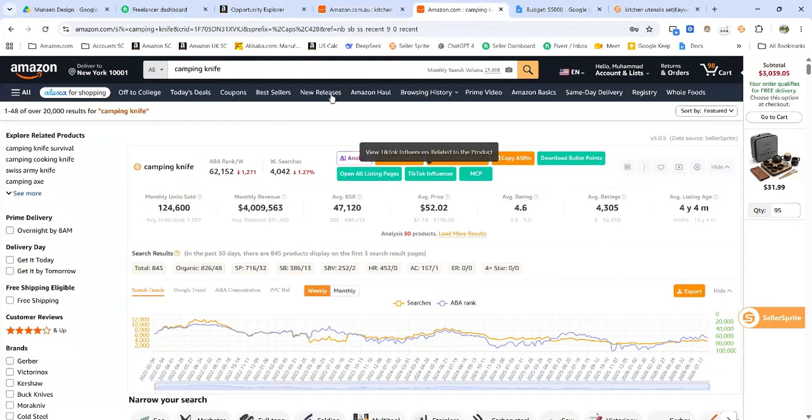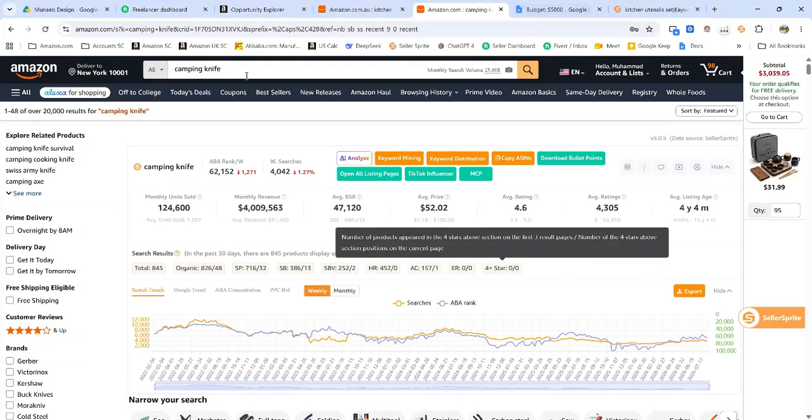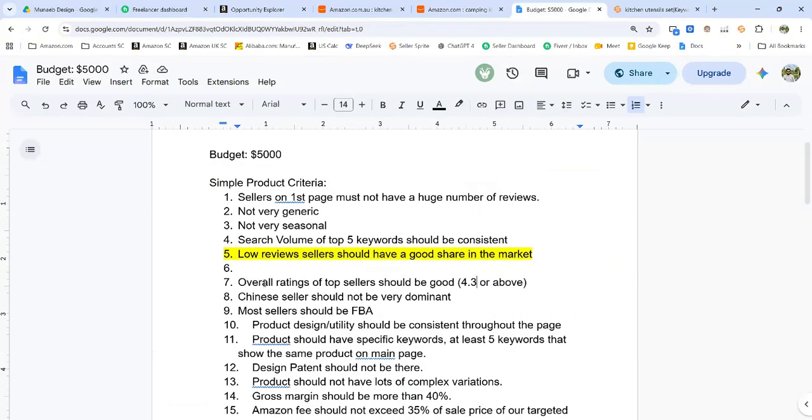As you can see, Seller Sprite also gives us the average rating, which is 4.6 here in this product. So that's what we also need to look out for. The rating should be overall very good.